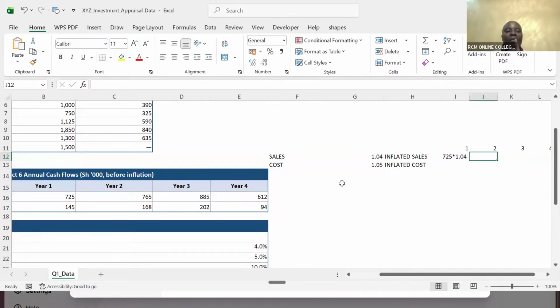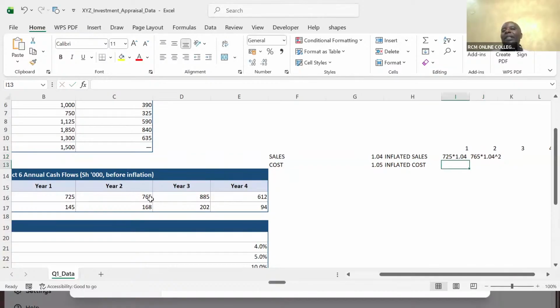When I come to year number 2, I can see the figure here without inflation for year number 2 is 765. But you see, this is without inflation. Because now we are looking at this 765 two years down the line, it will be times 1.04, but this time raised to power what here? To power 2, and so forth.